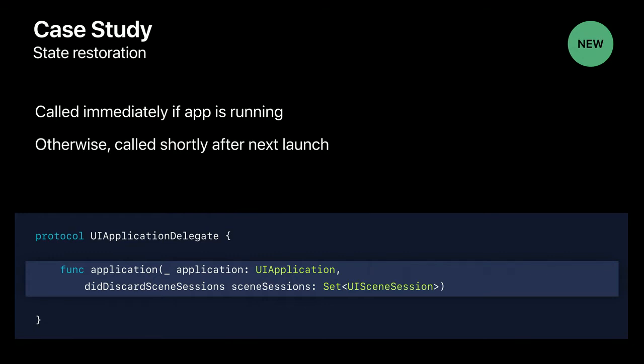In a document-based app like Pages, you wouldn't want to delete the document. That stays in the file system. But configuration or preferences aren't needed anymore. This method will be called immediately when the user swipes up on a scene of your app in the app switcher if your application is running. Otherwise, you might receive a set of multiple sessions sometime after your next launch.